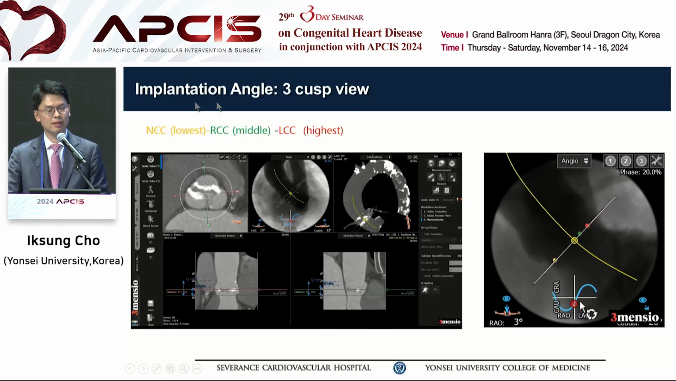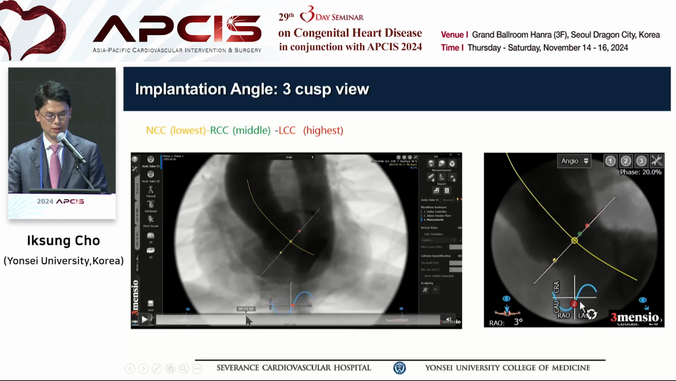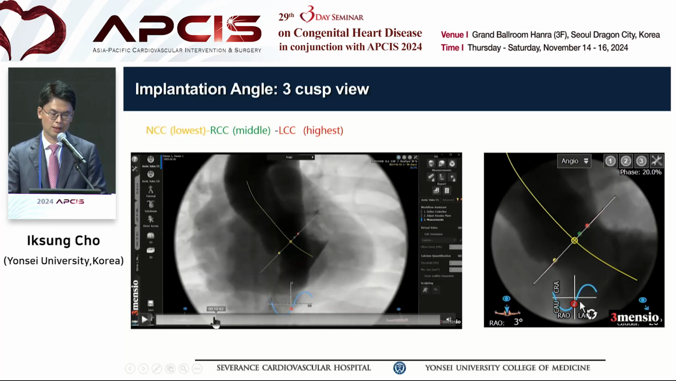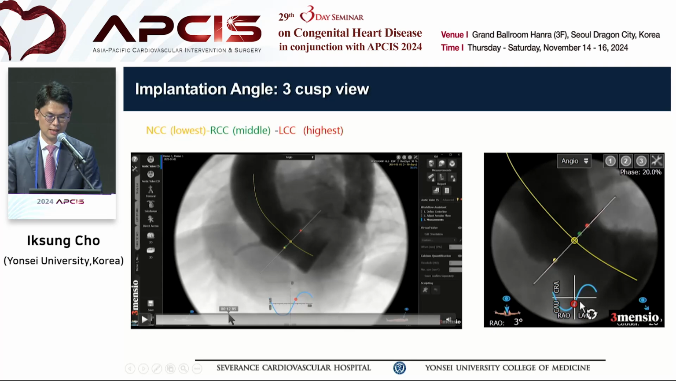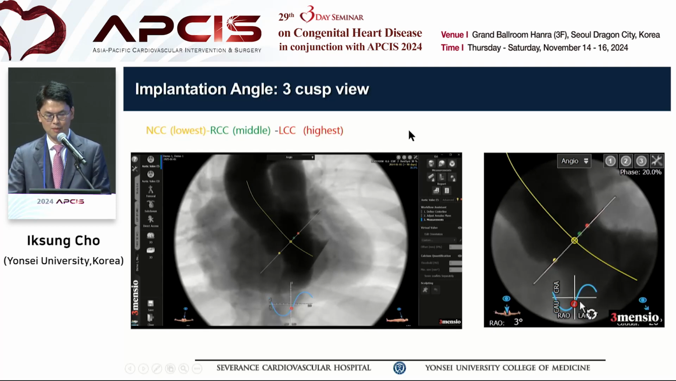This is an implantation angle. Using CT, we try to find the angle where the NCC is the lowest and the RCC and LCC are the highest. At this angle, we can align all three cusps in one view, so it will serve most of the TAVR implantation. But if we want to implant a self-expanding valve, such as Evolut, we may also provide the cusp overlap view. NCC is the lowest, and the other cusps are overlapped. If we want a really shallow implantation, we can also provide this cusp overlap view.